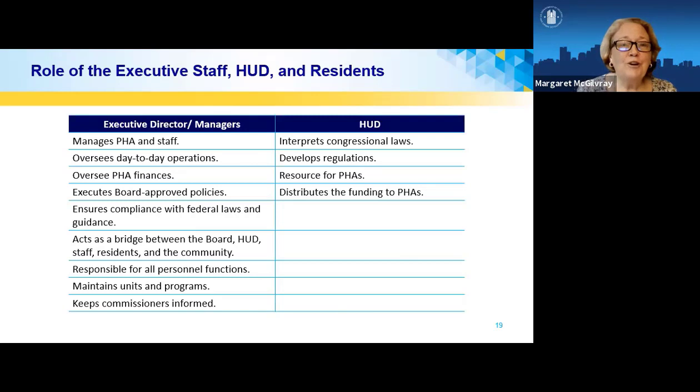Then the executive director's job is to manage their staff. Likewise, the commissioner's role is governance, establishing policy and ensuring oversight, and the executive director's role is management. So there needs to be interaction between the commissioners and the executive director. And the executive director acts as that bridge between the board, HUD, PHA staff, residents, and the community. But the board is essentially delegating the authority and that day-to-day responsibility for overall operations to the executive director and the executive staff.